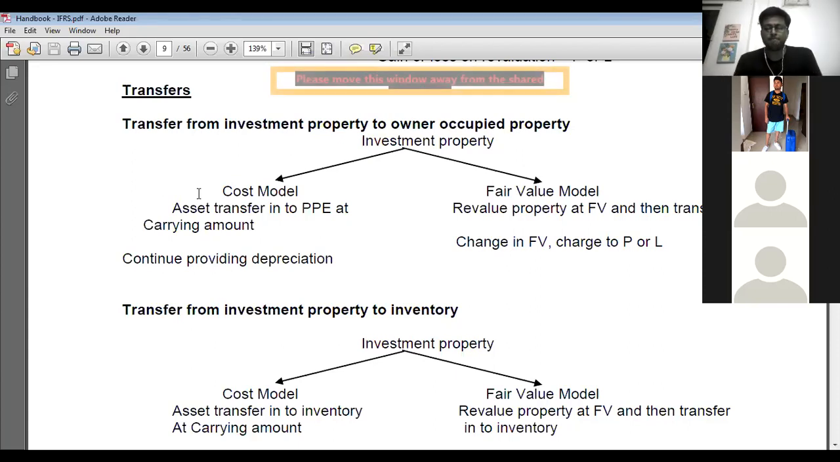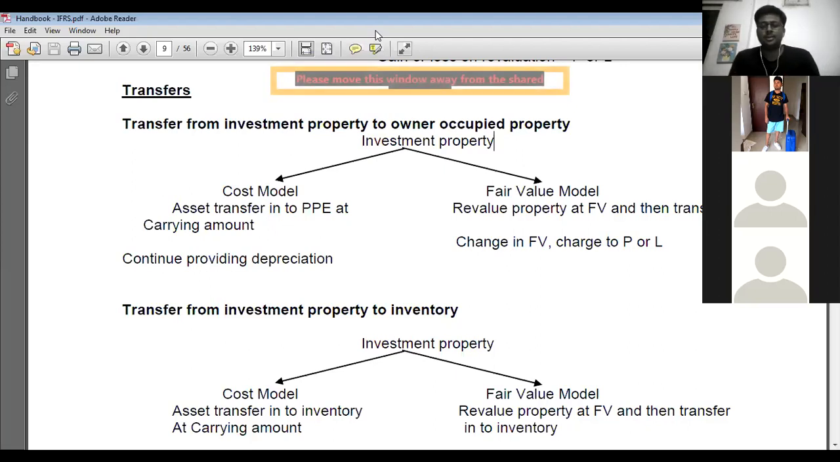Sir, will you please repeat this part once more? So first, see what scenario we are seeing. We are transferring the asset from investment property to owner-occupied property, right? Unmute yourself. Wherever you have a doubt, tell me. So I need to understand. Okay, I'll explain slowly. Whatever points you understand, just confirm to me.